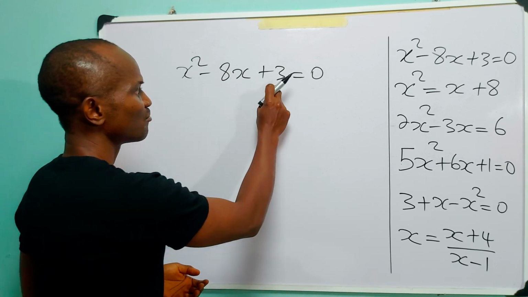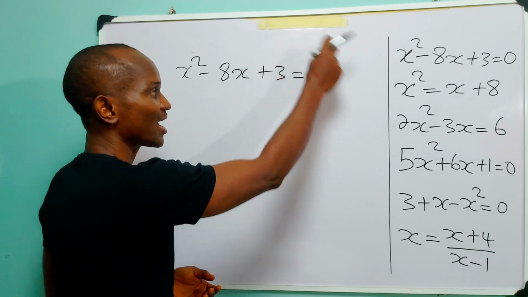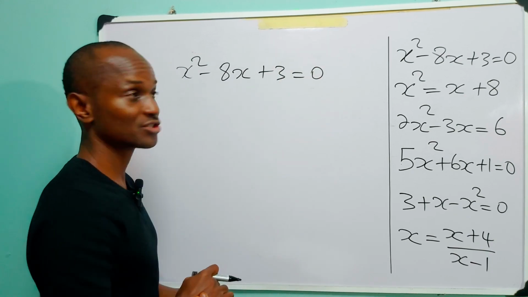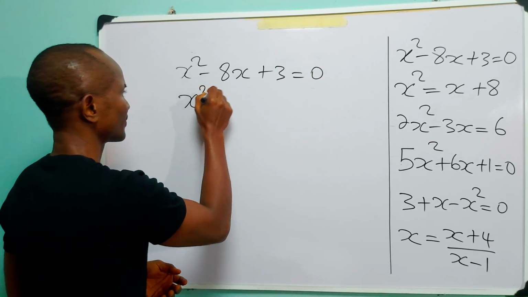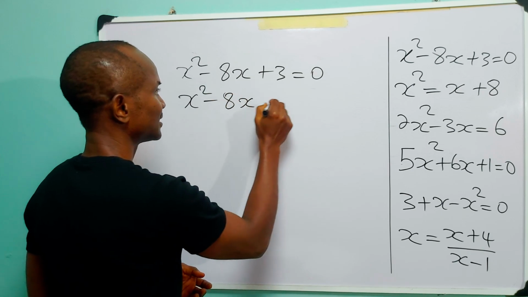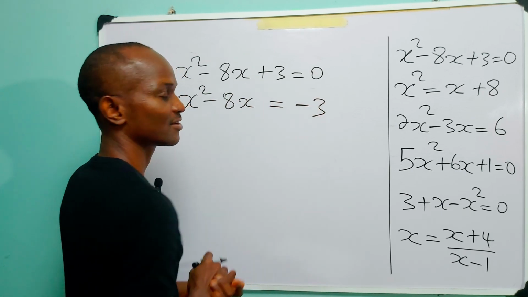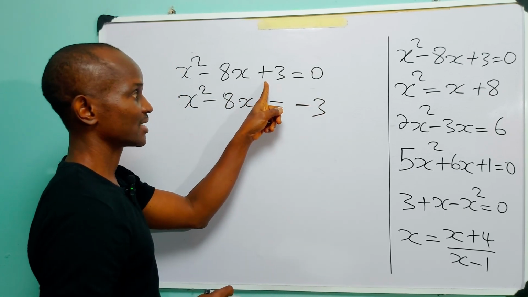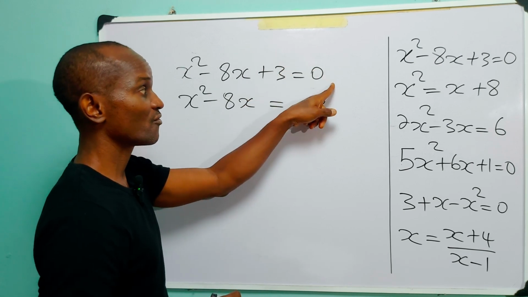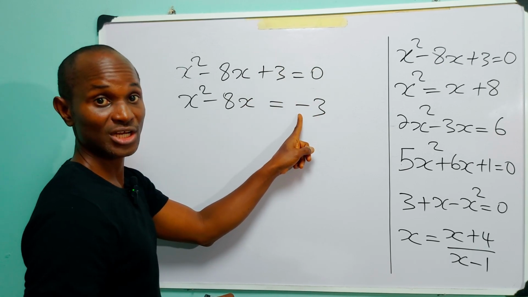The next step is to move the constant term over to the right-hand side of the equation. So we have x squared minus 8x is equal to minus 3. Remember, when plus 3 moves over the equality sign, the sign changes.